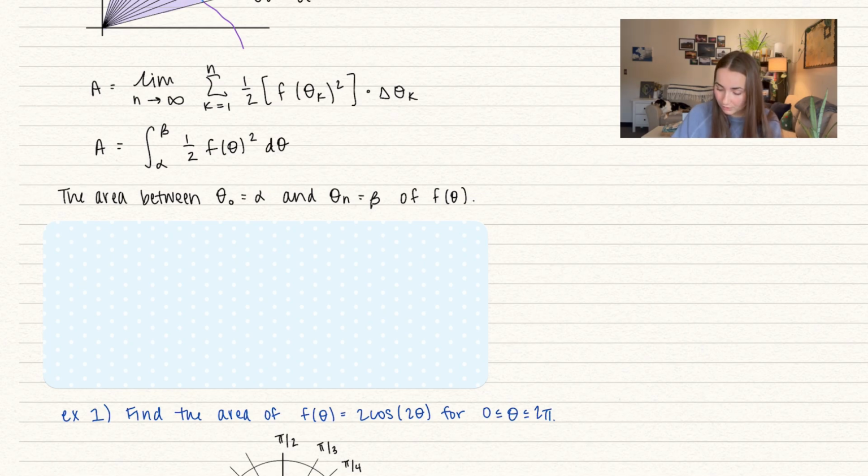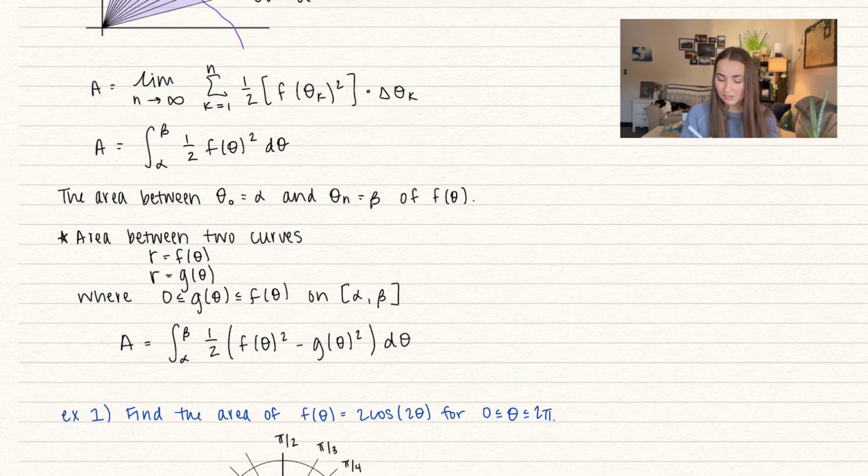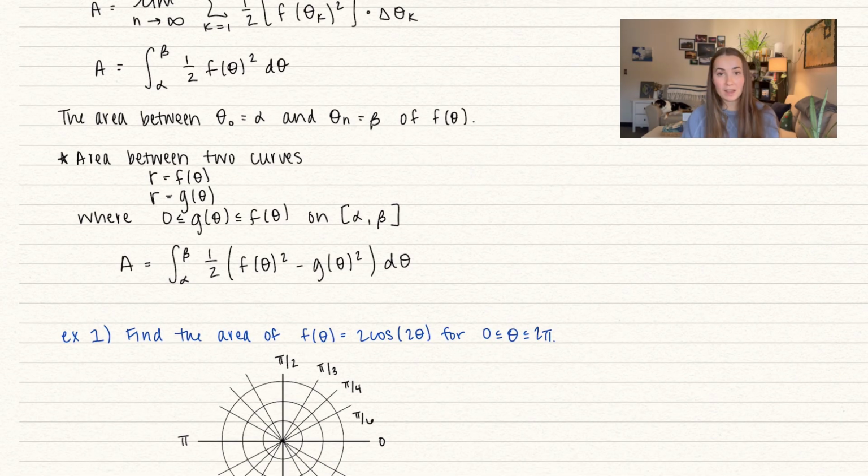We also know how to find the area between two curves. So let's say we have two curves, f of theta and g of theta. We have g of theta is the smaller radius and f of theta is the larger radius between our angles. Then what we do is we just take that bigger radius, we square it, and we subtract off that smaller radius squared, right? It's very similar to what we've seen with area between curves.